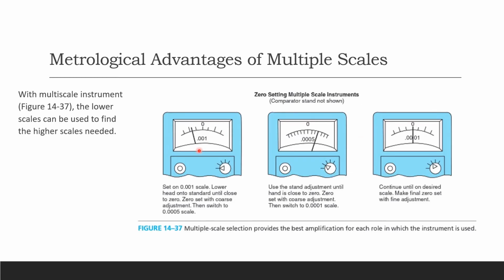Now you're going to use a multiple scale instrument. The lower scale can be used to find the higher scales as needed. So here is zero setting multiple scale instruments. The comparator stand is in the back; it's not shown in the picture. You always need one for a high amplification instrument. The multiple scale selection usually provides the best amplification for each range in which the instrument is used.